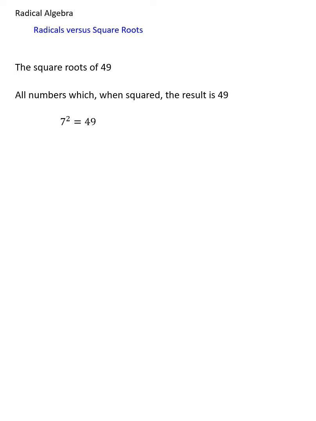Well, clearly 7 squared is 49. That I got by just guess and check. But it turns out negative 7, when squared, is also 49. You'll recall that a negative times a negative is a positive. And so there are two numbers that, when squared, are 49. So we say the square roots of 49 are 7 and negative 7.